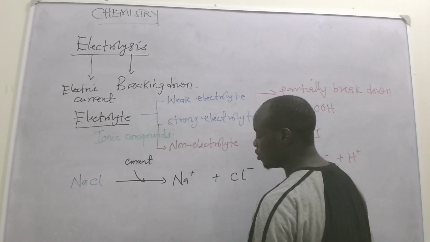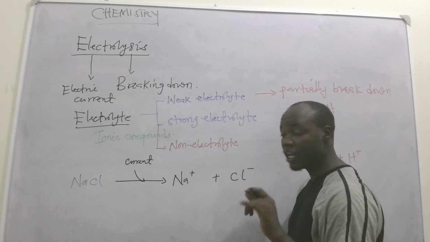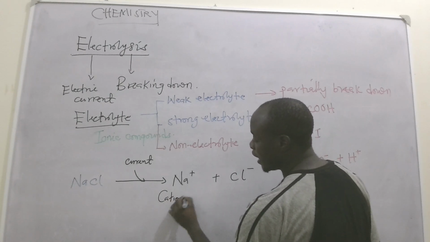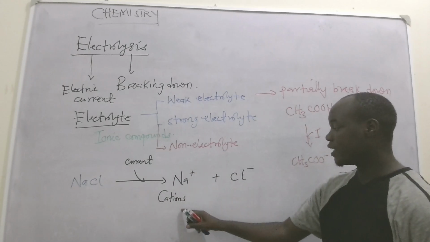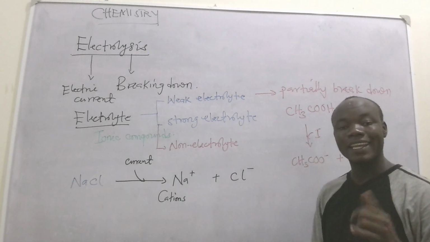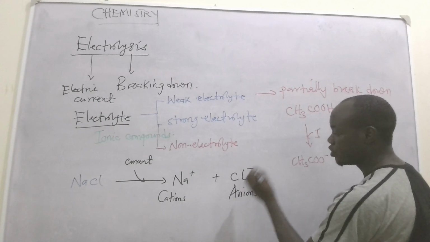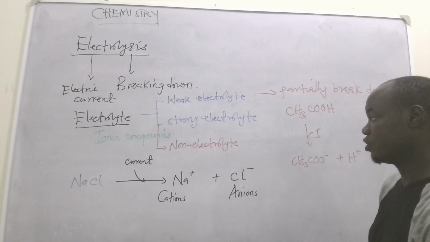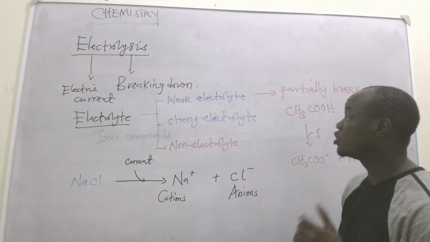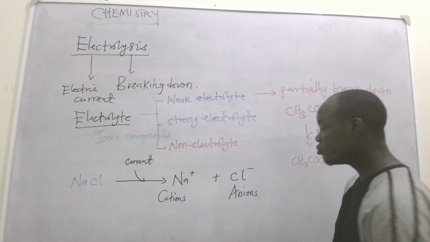What is the sodium ion? A sodium ion has a positive charge. Any ion that has a positive charge after dissociation is called a cation, while those ions that have a negative charge are called anions. There are some important terms that we should know when we are talking about electrolysis.